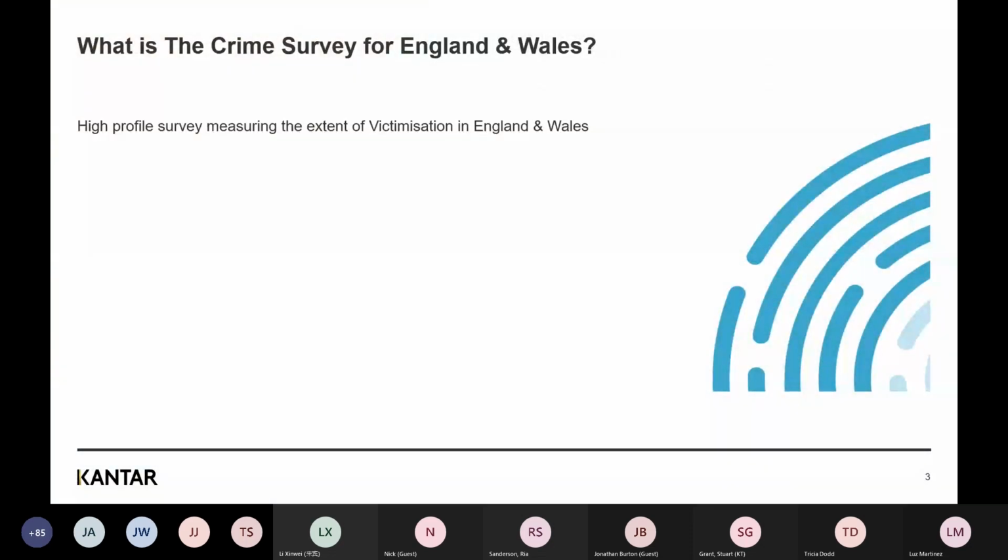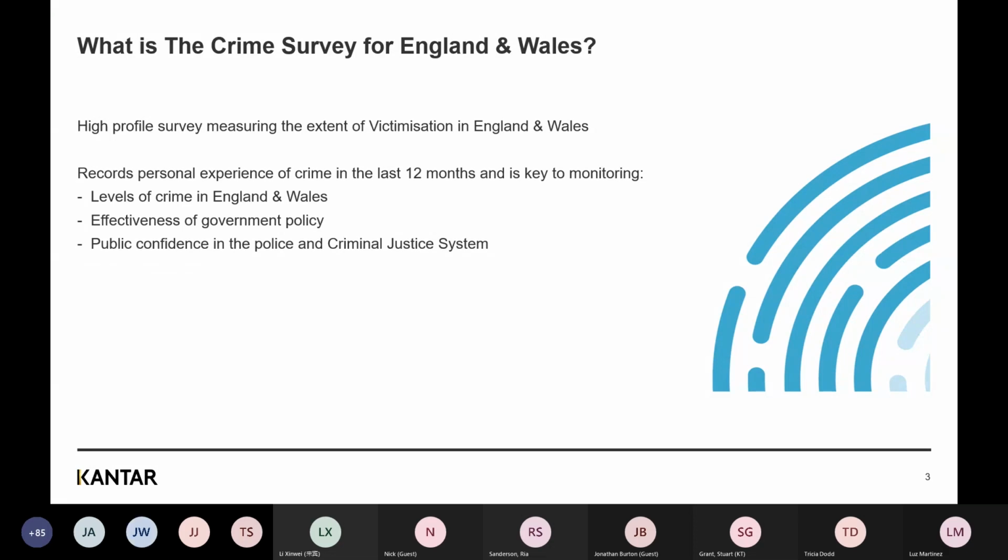So obviously it's a very high profile survey measuring the extent of victimisation in England and Wales. It records personal experience of crime in the last 12 months and is key to monitoring level of crime in England and Wales, effectiveness of government policy, public confidence in the police and the criminal justice system. Clearly, it's widely reported in the press and in very many publications, and also used extensively to make a variety of policy decisions. It's been running for close to 40 years, and for the last 25 or so of those, it has been on CAPI.